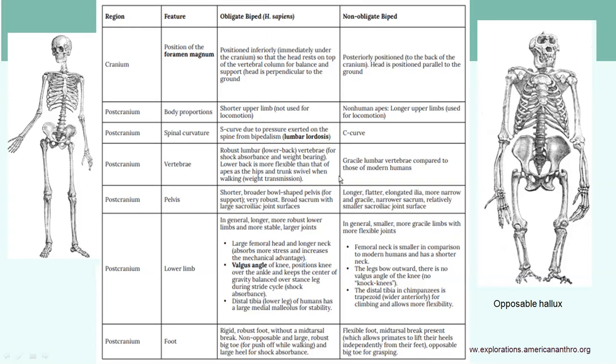Another idea is the size and shape of those vertebrae. Again, those lumbar vertebrae, your lower back, do have a lot of weight on them, so they tend to be quite thick and robust if you're bipedal. Finally, we're looking here at the pelvis.